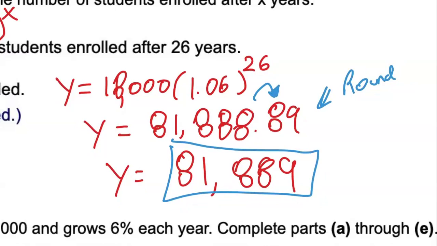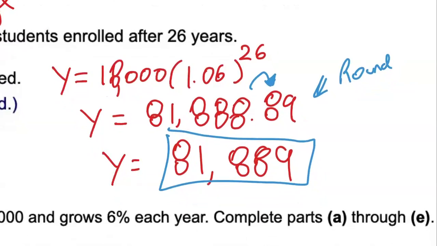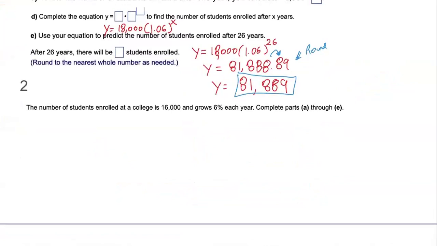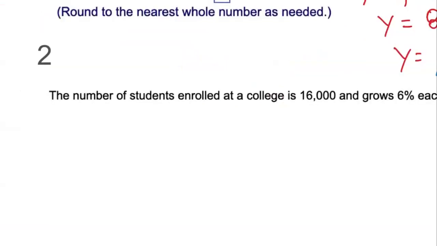Does anyone have any questions? So pretty good. These are the exponential formulas. They're very powerful because they're able to determine prediction values. So it's pretty neat. We're going to do it one more time. Number 2 says the number of students enrolled at a college is 16,000 and grows 6% each year. Complete parts A through E. So it's the same thing. I didn't get a chance to copy and paste all the different parts. In this case, we'll just go through one by one.